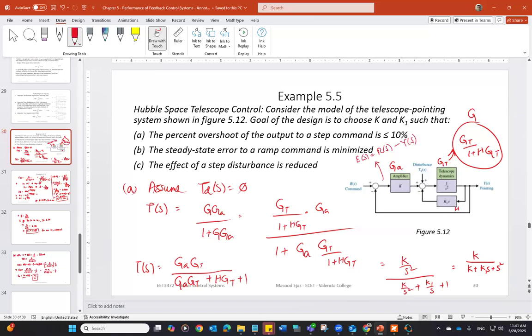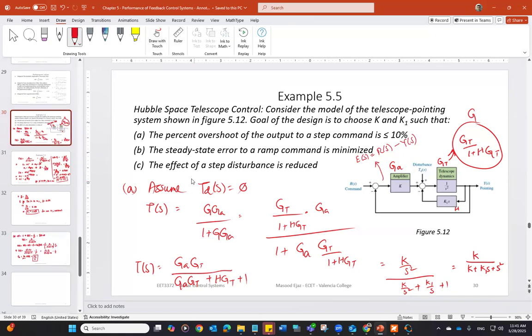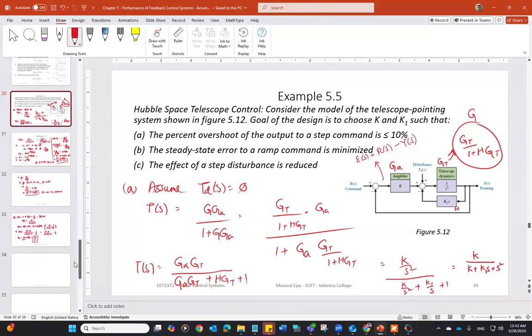So the tracking error, that is not going to change. If RS is 0, we are going to put 0 for RS, and the error, tracking error, will simply be minus YS. So the step disturbance means the disturbance is a step input. So let's go ahead and figure out what will be the output, which is the effect. What is the output based upon the step disturbance? And then the negative of that output value is going to be the error, tracking error.